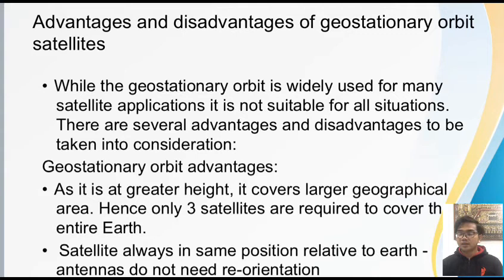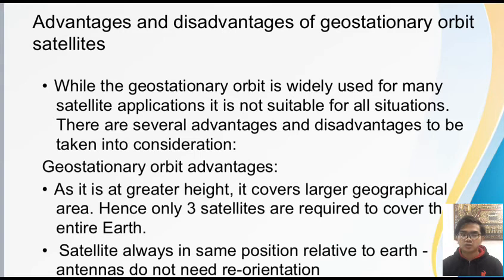While the geostationary orbit is widely used for many satellite applications, it is not suitable for all. There are several advantages and disadvantages to be taken into consideration. First of all, geostationary advantages. The first, as it is at a greater height, it covers a large geographical area. Hence, only 3 satellites are required to cover the entire Earth.